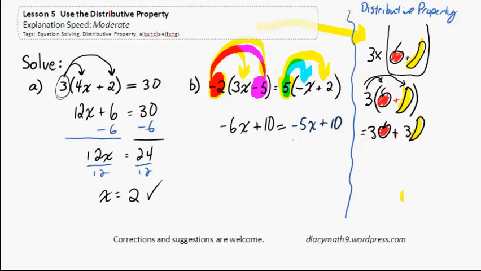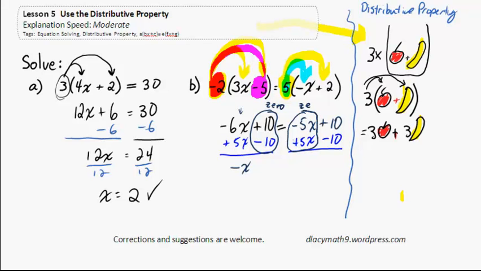Moving on to the next step, I would like to add -10 to both sides of this equation so that I can make a 0 on the left. While I'm at it, what I would like to do is add 5x to both sides as well. So let's see how that works out. -6x plus 5x is equal to -x. 10 and -10 is 0, and that was the plan all along. Similarly, on the right-hand side, -5x and positive 5x is 0.